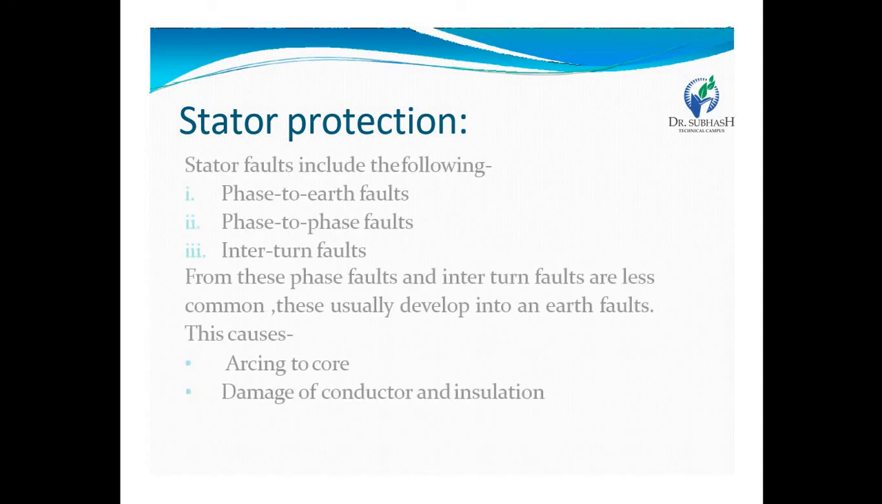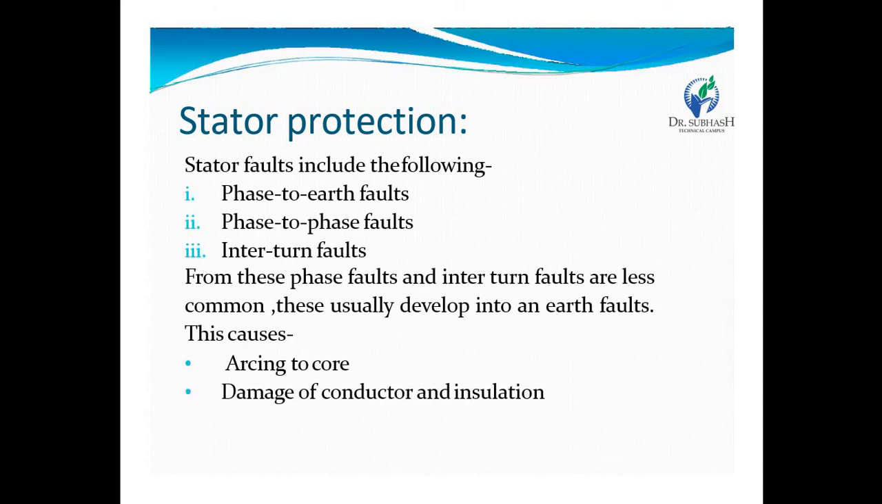Stator protection. Stator faults include three main types of fault: phase to earth fault, phase to phase fault and interturn faults. Of these, phase to phase and interturn faults are less common. This usually develops into an earth fault. This causes arcing to the core, damage of conductor and insulation.